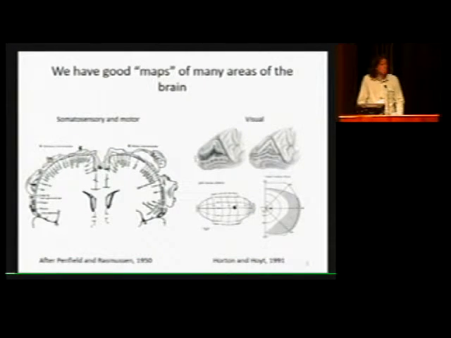So we all know that different parts of the brain do different things, and we have pretty good maps, especially for sensory areas of the brain. For example, we have the famous homunculus for the motor and the sensory areas. We also have retinotopic maps for the visual cortex. We also have auditory maps and so on.